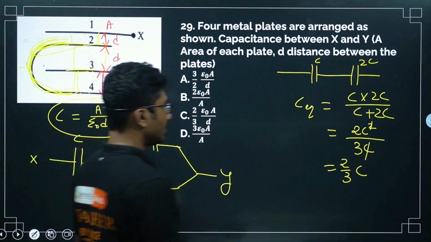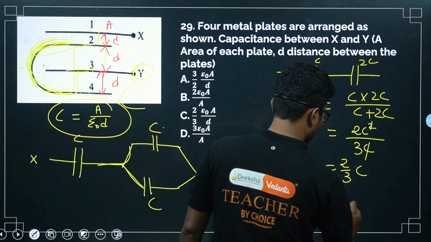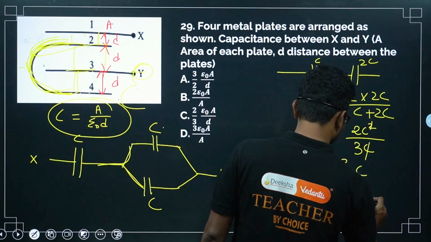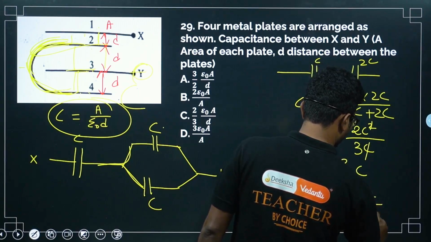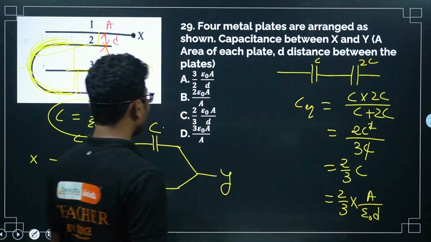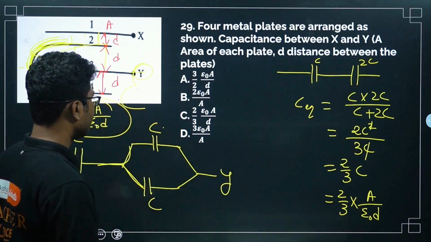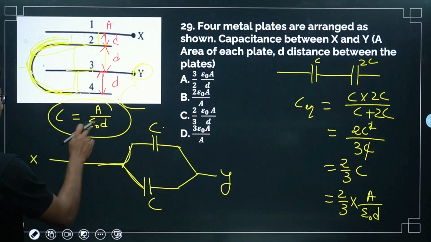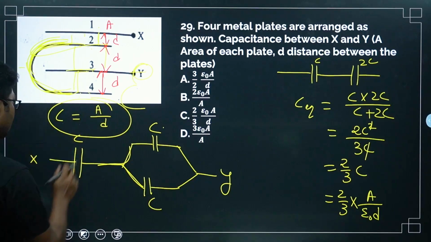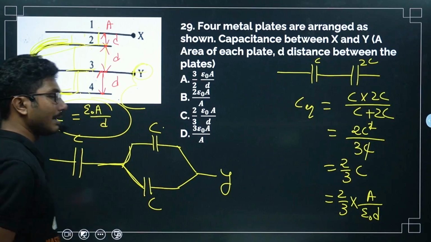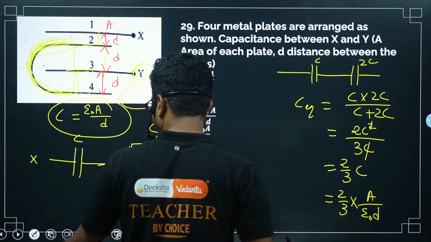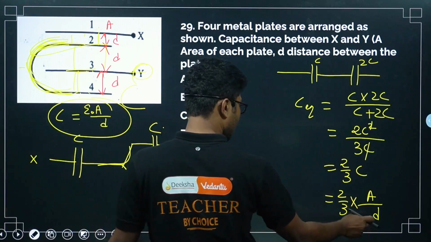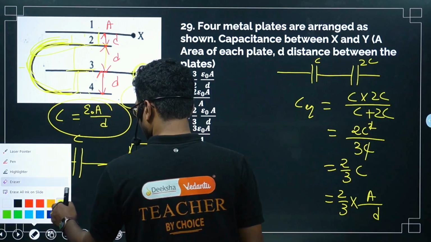So 2 by 3 C, where C is this. Right? So if you put the value, you will get 2 by 3 times epsilon naught A by D. Sorry, I made a mistake. The capacitance will be epsilon naught A by D, right? So epsilon naught will be in the numerator, not in the denominator. Sorry, my mistake.